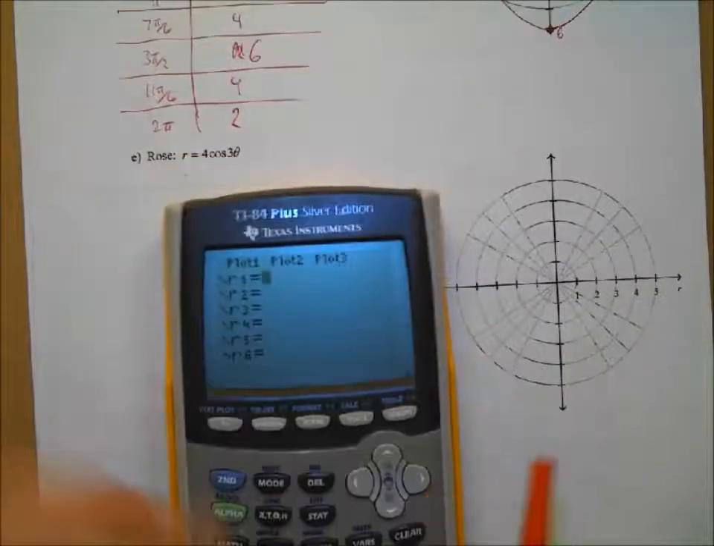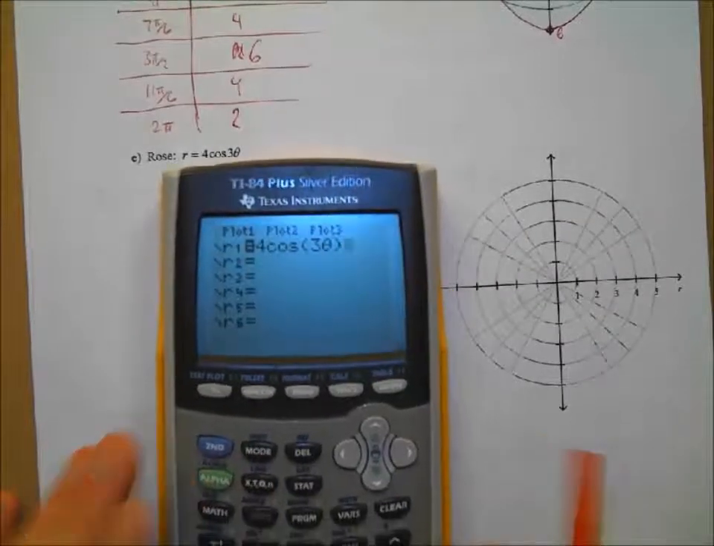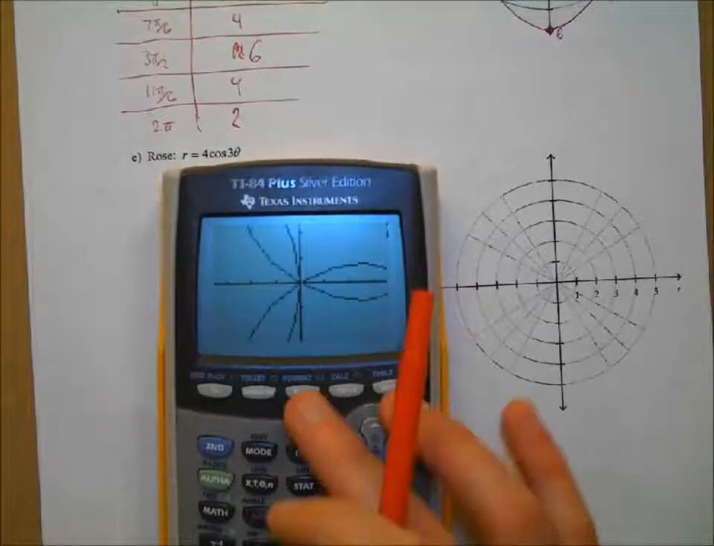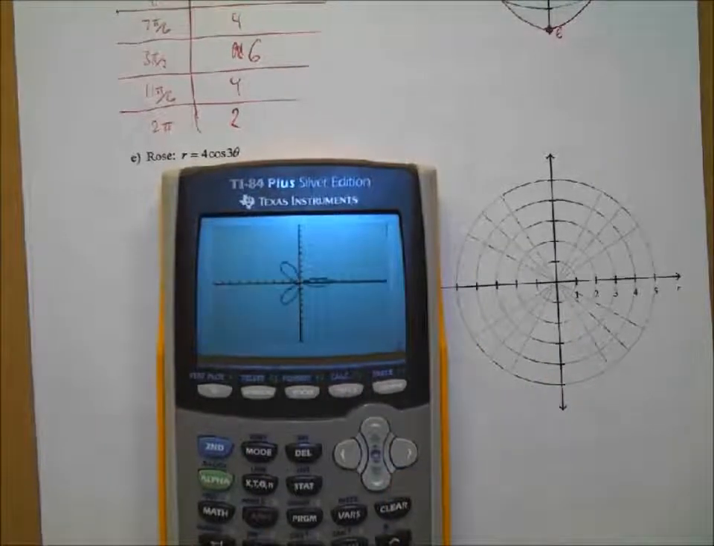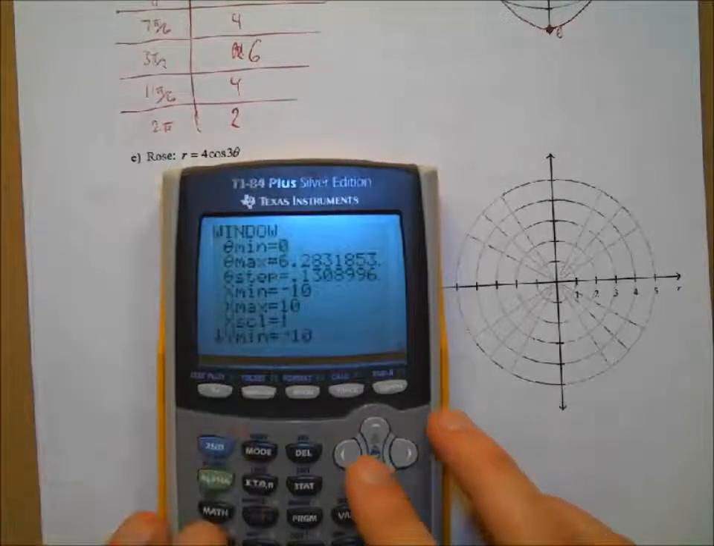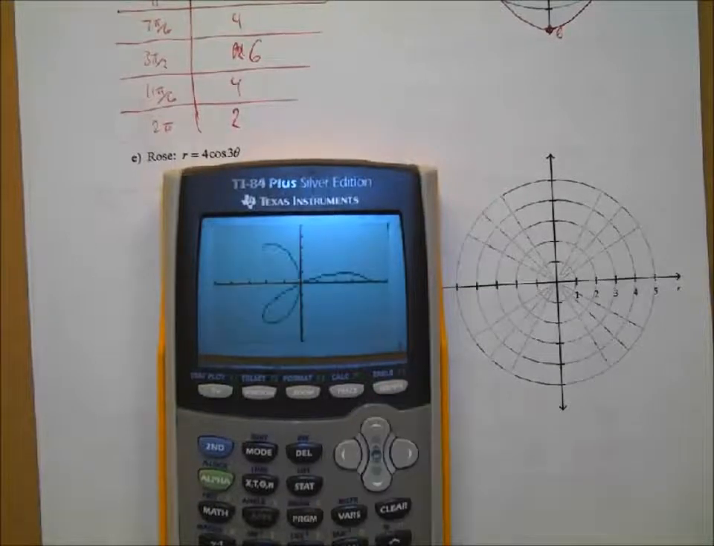Then we're going to graph 4 cosine 3 theta. You just type that in your calculator. Make sure your mode's also in radians. It is here, and I'll graph that. Let me see if I can make that a little bit nicer looking. Okay, there it is, and there's our rose.